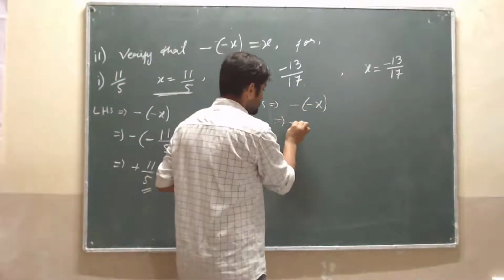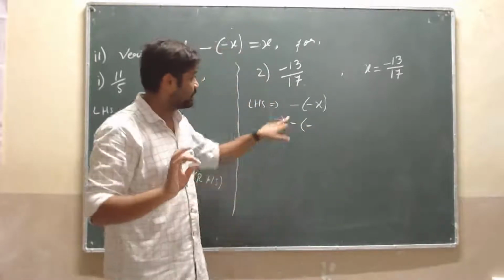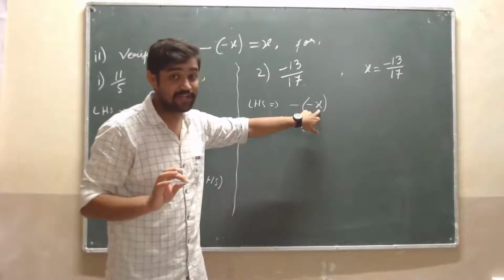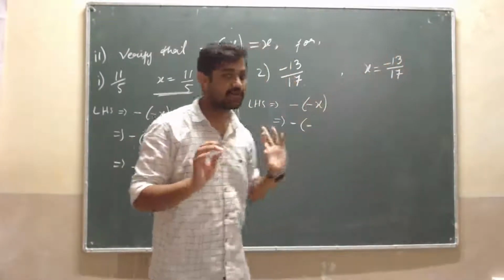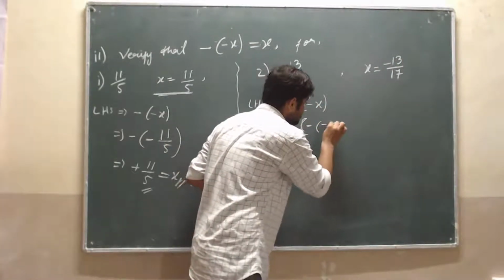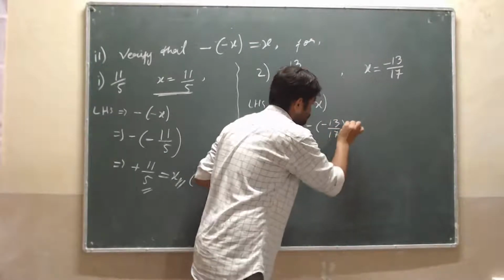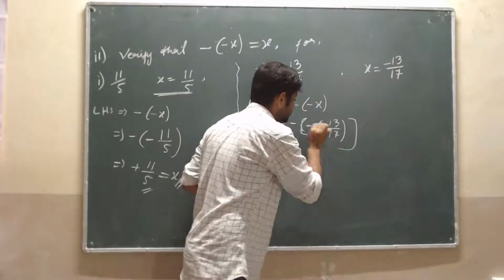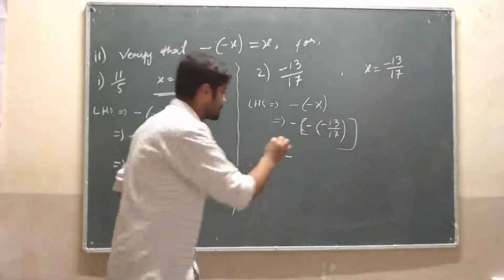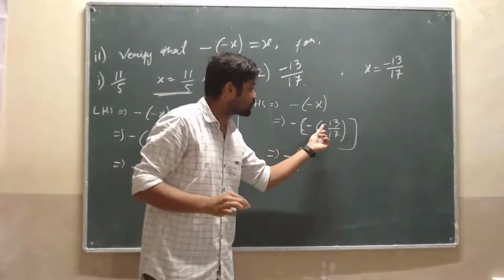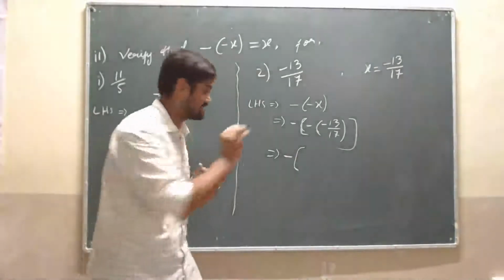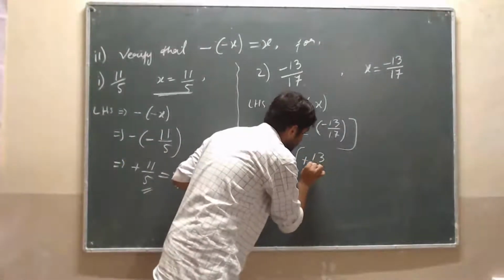See here, minus of minus. Minus is there as it is, and minus is there as it is. But we have the x value, that is minus 13 by 17. I will take one more bracket so we will not get confused. Minus 13 by 17. Okay, then solve this. Keep the outer minus outside. Then minus into minus, we have minus bracket of minus, that will be plus 13 by 17.